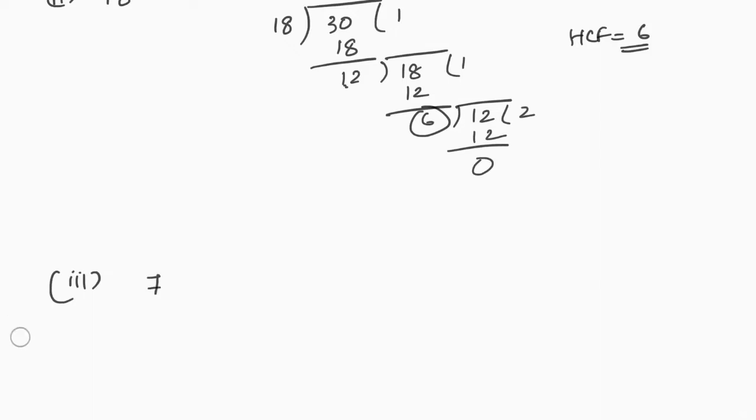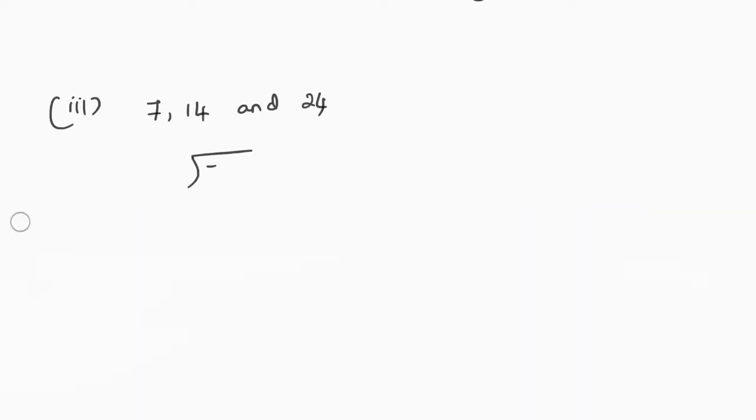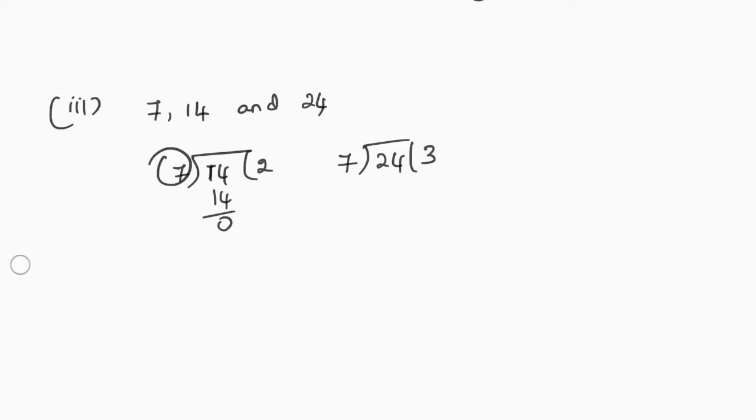Coming to the third question. We have 3 numbers. So let's see how to do it when we have 3 numbers. 7, 14 and 24. Let me start with the first 2 numbers, 7 and 14. 14 goes how many times in 7? 2 times. 2 14s are 14, 0. So what is the number here? 7. Let me take that 7 here and I'll write 24. 7 goes in 24 how many times? 3 times. 3 7s are 21. 3 balance.